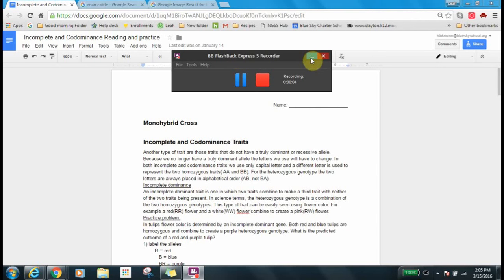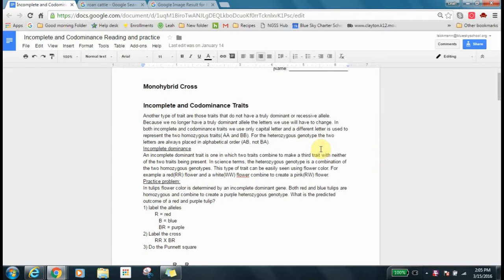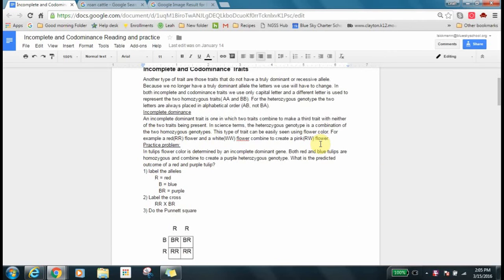All right, today I'm going to talk about incomplete dominance and codominance traits and how to do a cross like that. Incomplete dominance is when you have two traits that make a third trait, with neither of the two traits being present. So, for example, you might have a red flower and a white flower, and when they are crossed, you could end up with a pink flower. So you no longer have the red nor the white, but you have pink only.